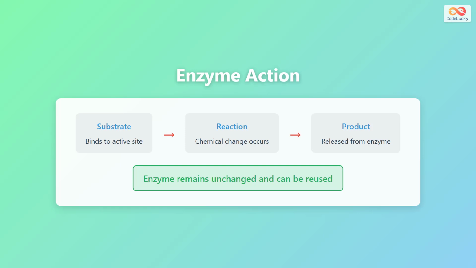Let's take a closer look at how enzymes work, since they're such important proteins. The process has 3 main steps. First, a substrate molecule, which is the substance the enzyme acts upon, binds to a special region on the enzyme called the active site. Second, once bound, the chemical reaction occurs, transforming the substrate. Third, the product of the reaction is released from the enzyme. Here's the key point. The enzyme itself remains unchanged throughout this process and can be reused over and over again to catalyze the same reaction with new substrate molecules.